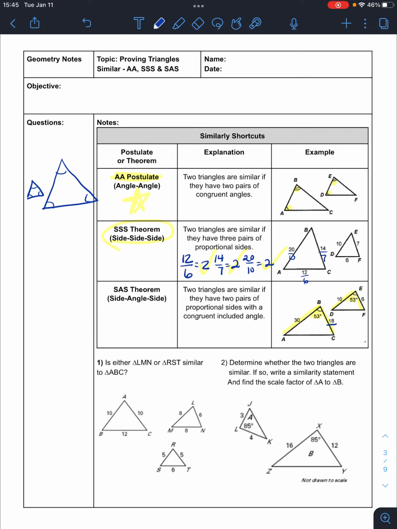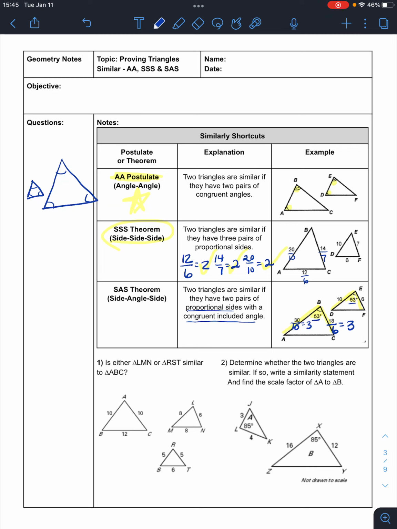So we're going to test our short side 18 with our short side 6. Well, that's equal to 3. And then we're going to test our long side 30 with our long side 10. That's also 3. And then this is 53 degrees. That's 53 degrees. So since the angle in the middle is the same, I have a congruent included angle, and my sides have the same proportion, which is 3. One is 3 times bigger than the other. Then these two triangles would be similar by side-angle-side.